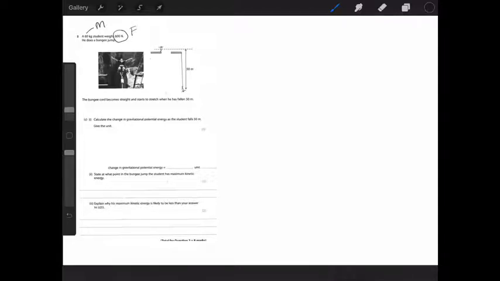So in part C, we're being asked to calculate the change of gravitational potential energy, and this time we're not being prompted to remember the equation. We've got to remember the equation though. So we start with that the change in gravitational potential energy is the mass times the gravitational field strength times the change in height.